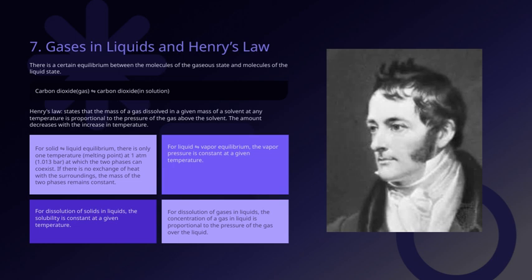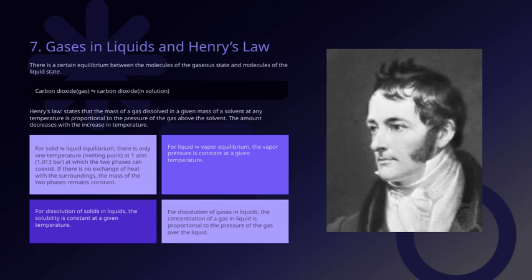Think of sugar dissolving in water. At a certain temperature, the maximum amount that can dissolve doesn't change unless you alter the temperature. When we consider solid-liquid equilibrium, there's a unique melting point at 1 atmosphere pressure, or about 1.013 bar. At this temperature, solid and liquid coexist in equilibrium, and if there's no heat exchange with the surroundings, the amounts of each phase stay constant.